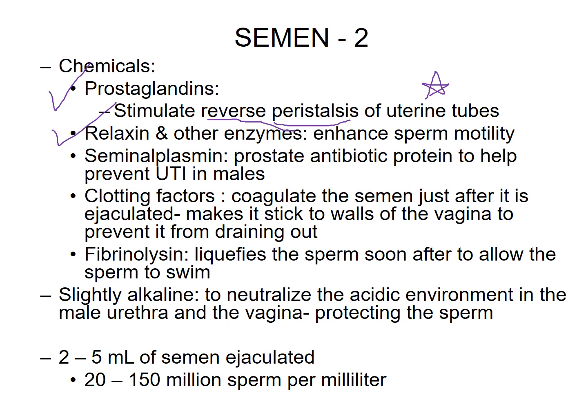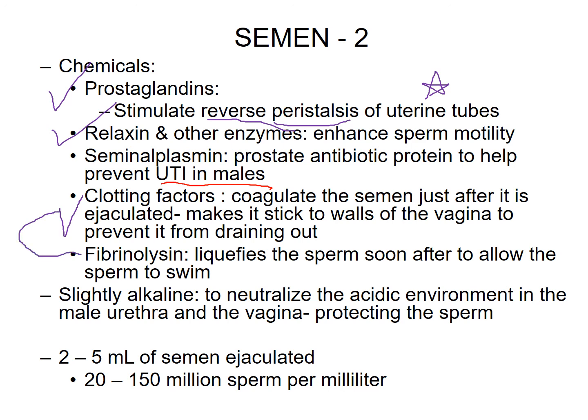We have something called seminal plasmin, which is an antibiotic to help prevent UTIs in males. Remember that urine and semen are both going through the same tube. So we want to make sure that we're not getting any infections in there. And also, we mentioned some of those prostate enzymes also making sure that the female doesn't get an infection as well. We talked about the clotting factors, right? After about 15 to 30 minutes, that clot starts breaking down so the sperm can start to swim.